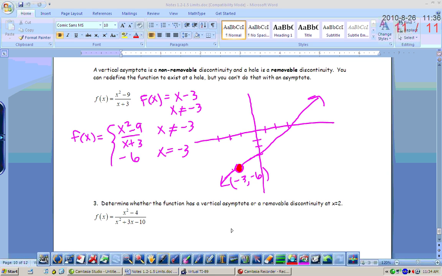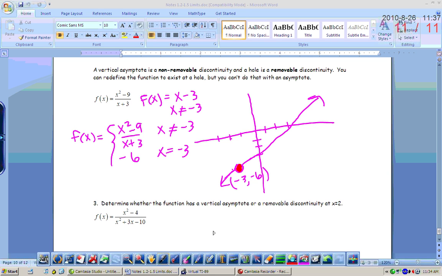Okay, the reason that you can't do that with the asymptote, well, you could still put a dot on top of an asymptote, and it would make the domain all real numbers, but it would still not make it a continuous function. So the difference is defining the whole domain and having a continuous function. That's a good question. All right, last problem.